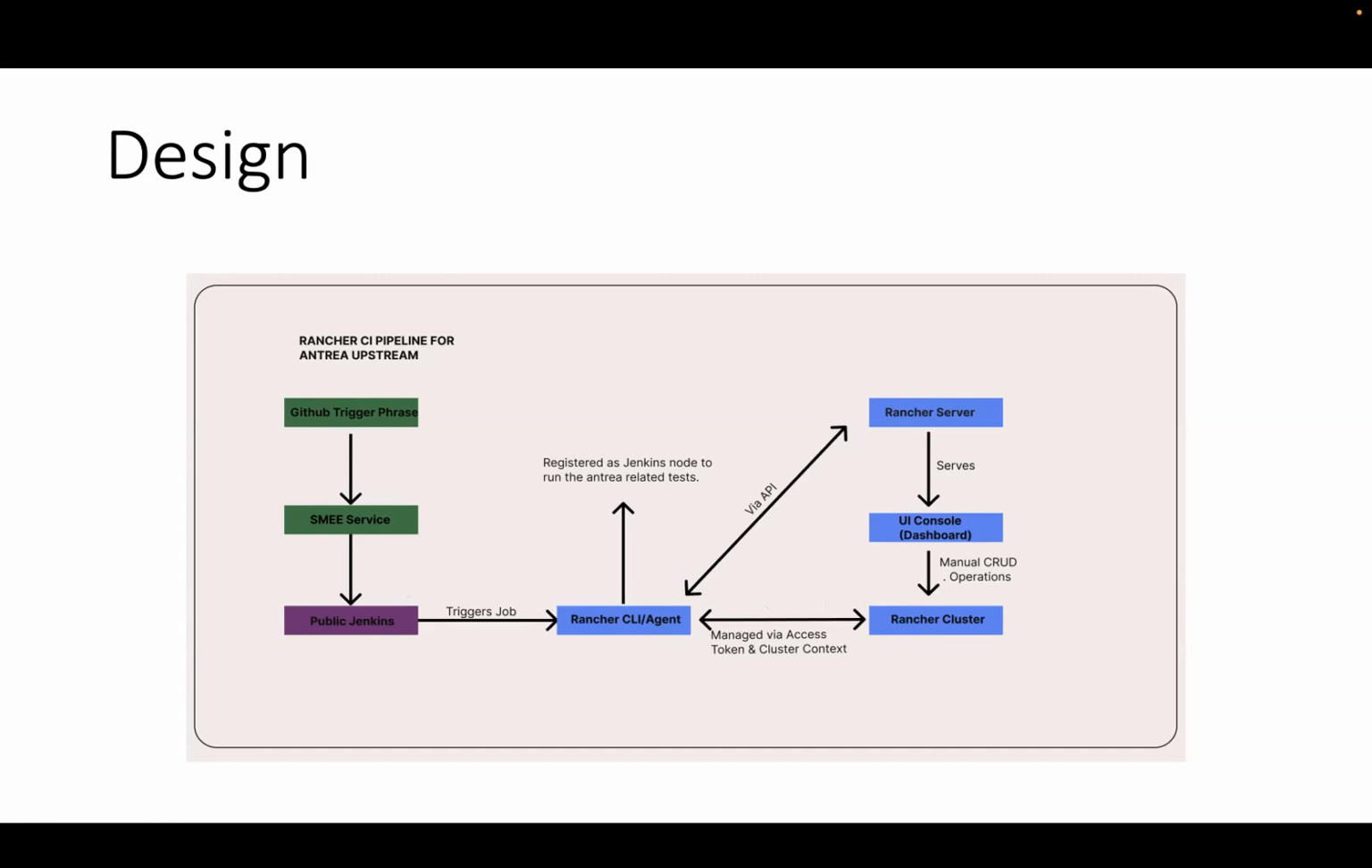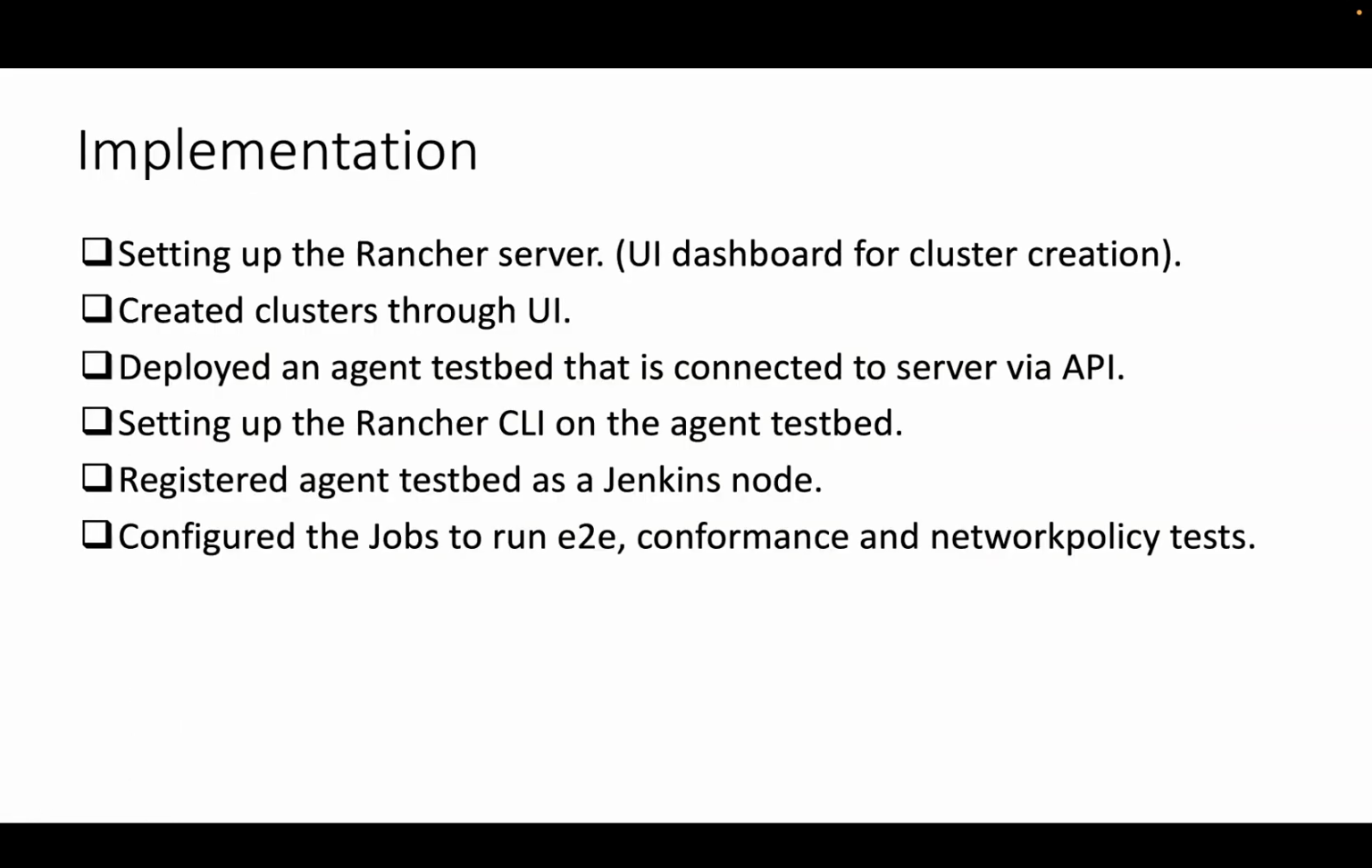And then moving forward with the implementation. The implementation has two steps. One was the setting up of the Rancher server, and the other one was the setting up of the Rancher CLI or the Rancher agent, because these two are the most important parts of the Rancher CI pipeline.